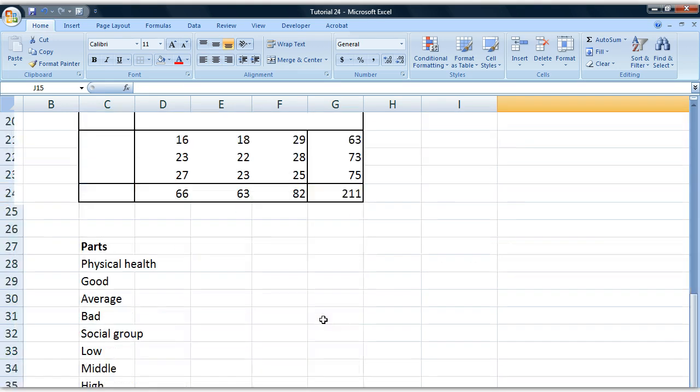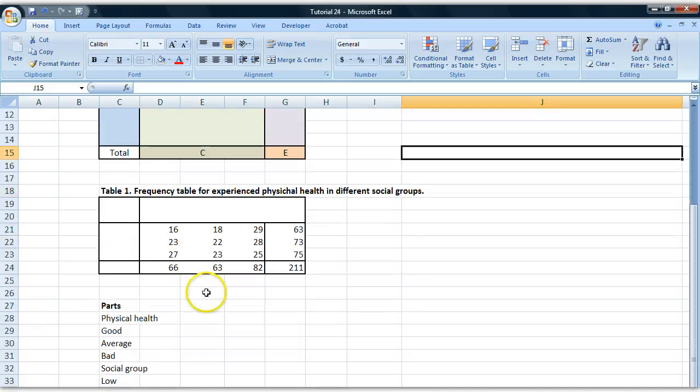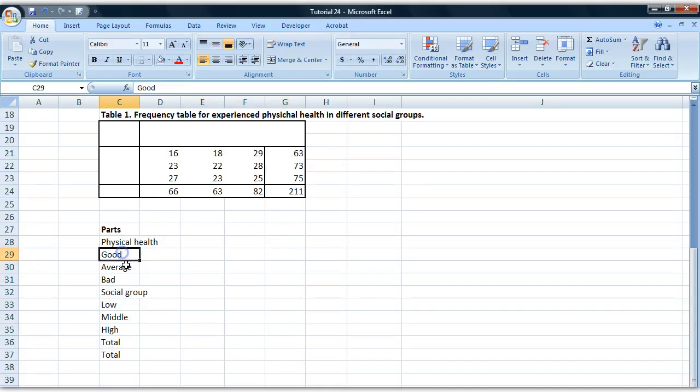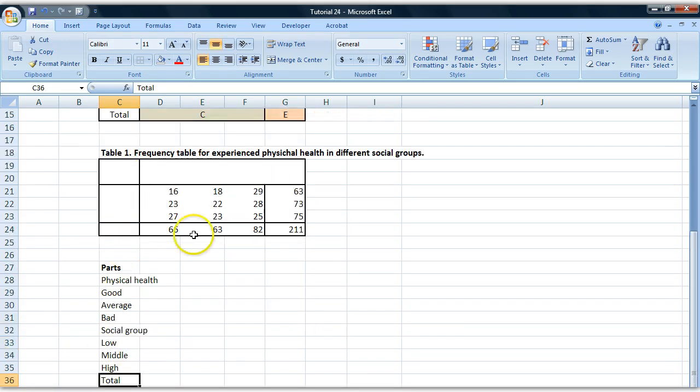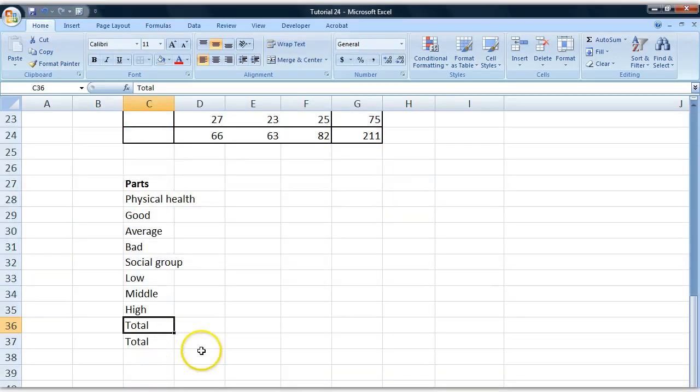So I have prepared a little frequency table here. And what we're going to do is we're going to place the different parts we have here. We have physical health, we have good, average, bad, we have the social group, which is low, middle, high, and we have two totals we're going to place in this table. So let's consider our different parts first. We have to choose one of these two variables to be dependent and one of these variables to be independent. So let's just think theoretically.